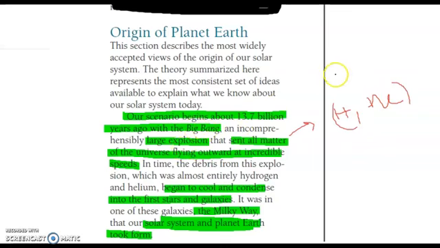With time, the debris from this explosion began to cool and condense into the first stars and galaxies, and then one of these galaxies, the Milky Way, formed our solar system. And with the solar system, planets were formed.